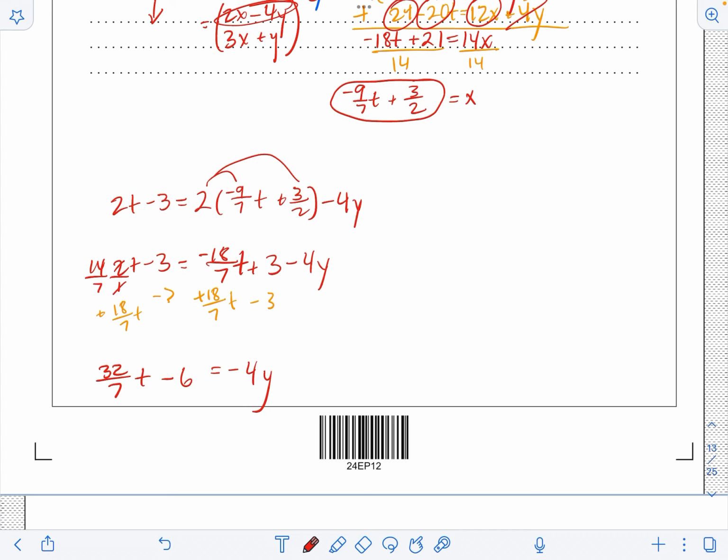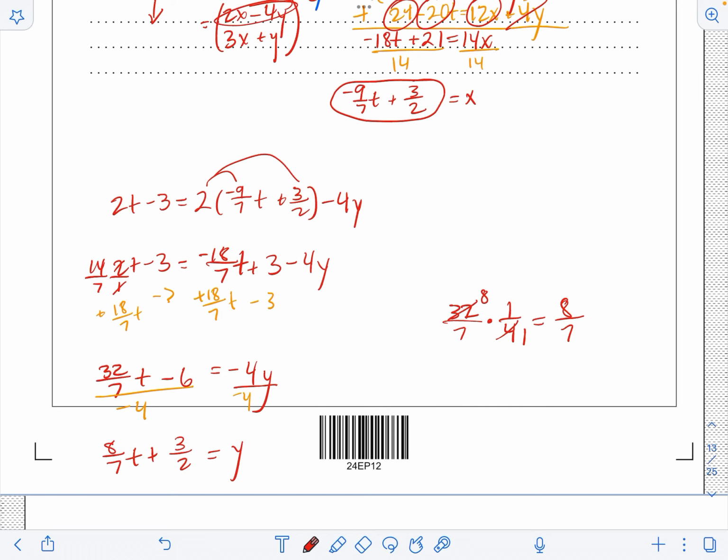And now I just need to divide by negative 4. Dividing everything by negative 4, almost here, we get y equals, when I do negative 6 divided by negative 4, that's 3/2 positive. And when I do 32 over 7 divided by 4, I'm going to write this out to the side. That is the same thing as 32 over 7 times 1/4. Before I multiply, I'm going to cross cancel. 32 and 4 have a common factor of 4. 4 becomes a 1, the 32 becomes an 8. And now that's just 8 over 7t. And that's my y.